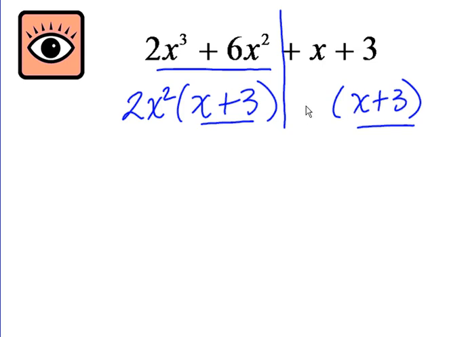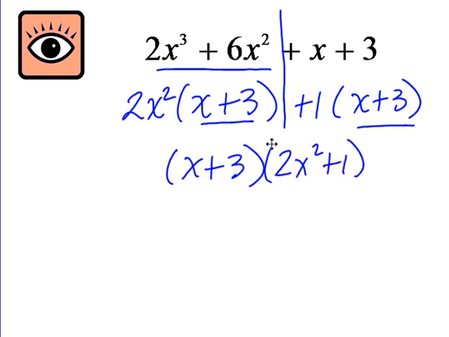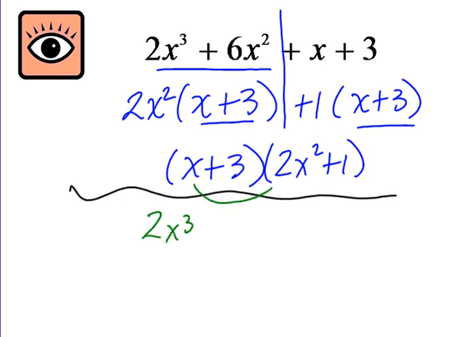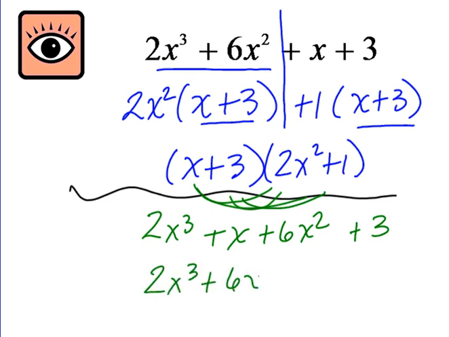And I think, 3 times what will give me 3? Well, positive 1 will. And positive 1 times x is x. So just like that previous problem, I'm going to pull out that x plus 3 and leave behind a 2x squared plus 1. And I'm going to prove to you that this works by taking this binomial and multiplying it out. So x times 2x squared is 2x to the third. x times 1 is x. 3 times 2x squared is 6x squared. And 3 times 1 is 3. If I put this in descending order, we can see that it proves that these are the binomials that factor this polynomial. So these are the factors of that polynomial.